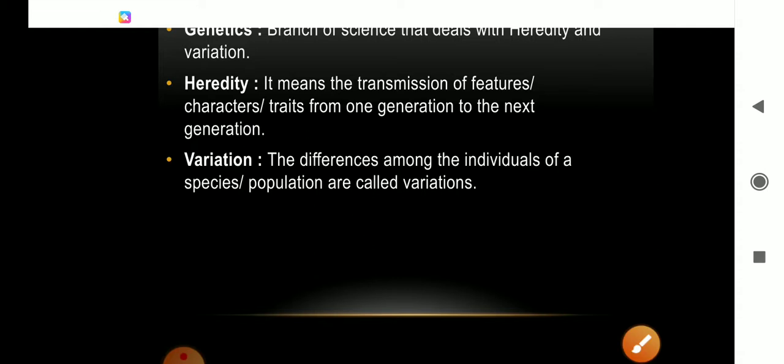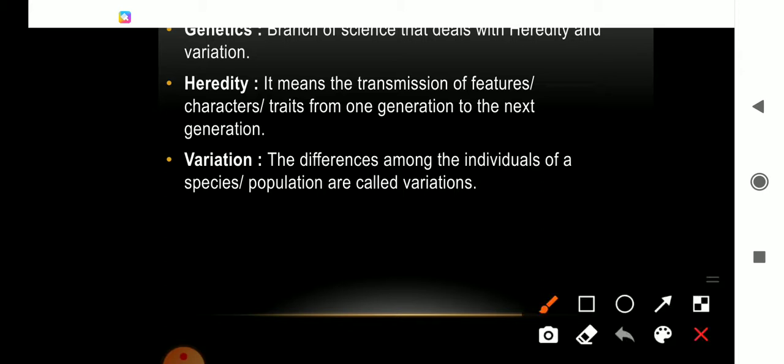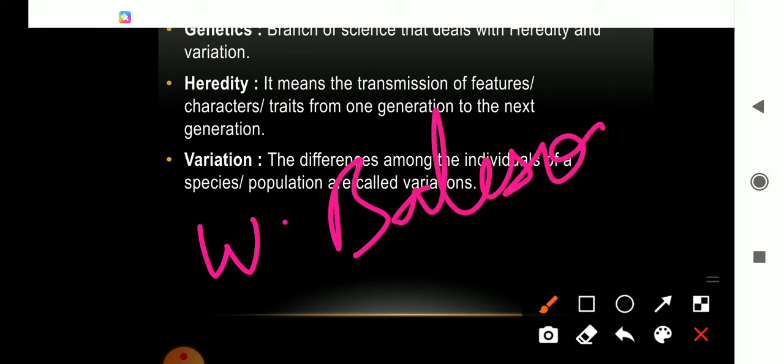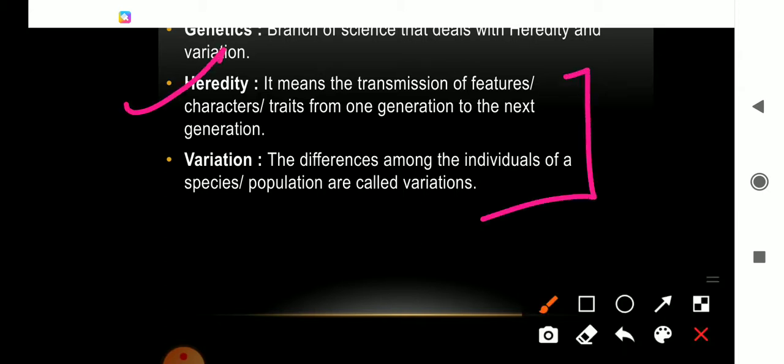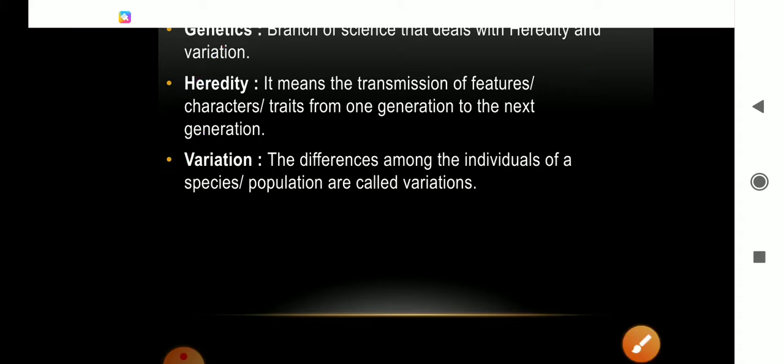Okay, now one more term is there, that is called genetics. Genetics is the branch of science that deals with heredity and variation, right? In this we will study heredity and variation and all these phenomena. And who discovered this term? The term genetics was discovered by W. Bateson, first time in 1905, right? Okay, now it is clear. Genetics is the branch of science which deals with heredity and variation. Heredity means the transmission of features and characters, also called traits, from one generation to the next. And variation, the differences in the individuals of the species or population, are called variations, right?